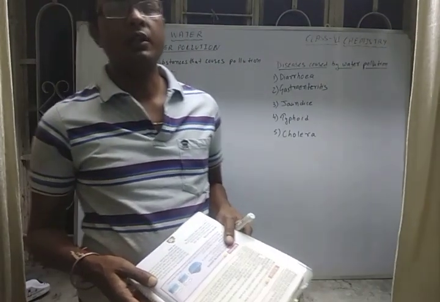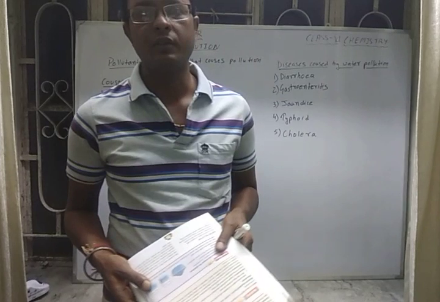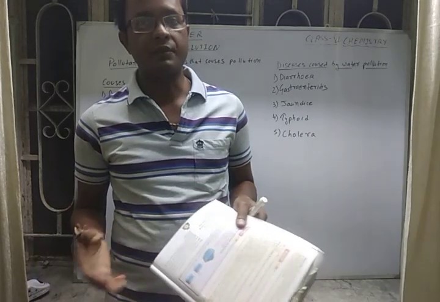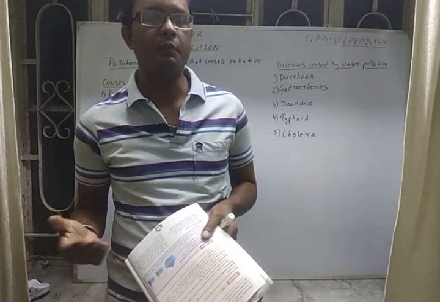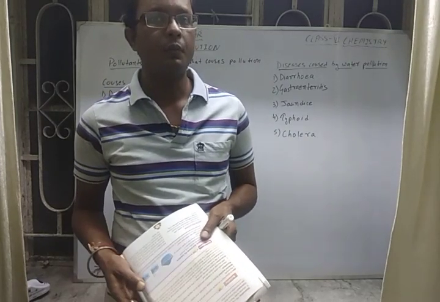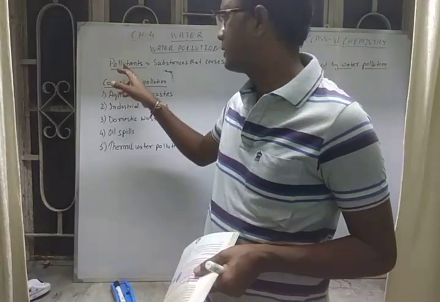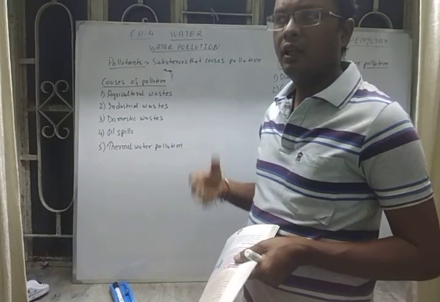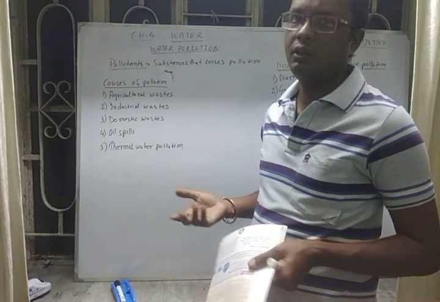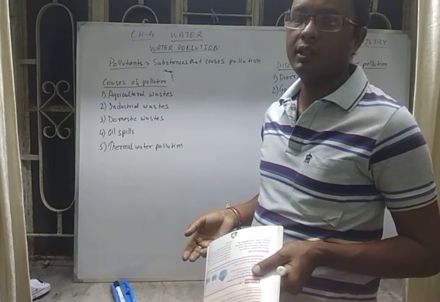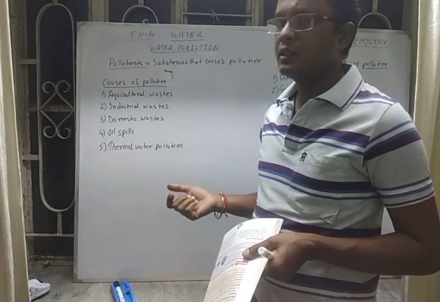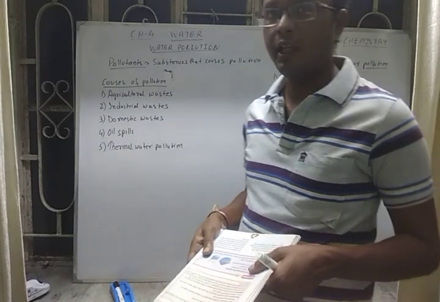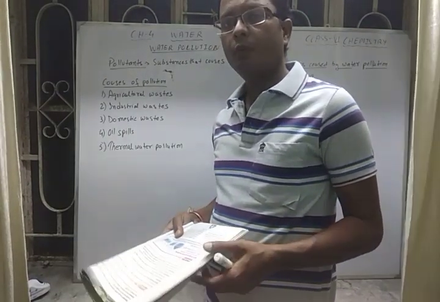Next, what are the things that make the water polluted? There are so many things that make the water polluted, and the substances which pollute the water are called water pollutants. The substance that causes pollution is called a pollutant. The substance that causes air pollution is called an air pollutant. The substance that causes soil pollution is called a soil pollutant. The substance that causes water pollution is called a water pollutant. So the substances that contaminate air, water or soil are called pollutants.